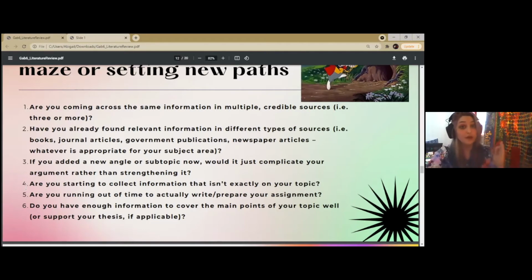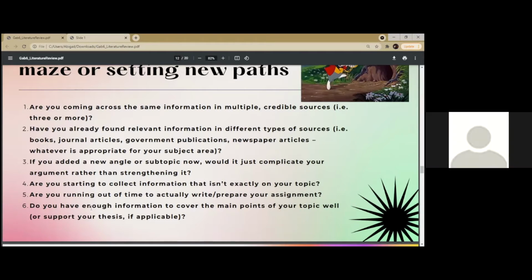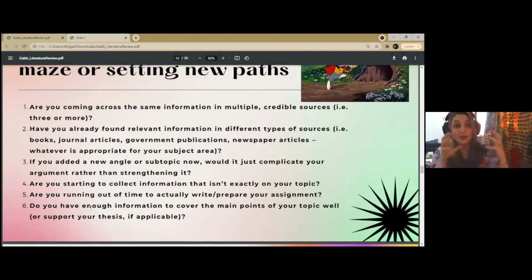Are you running out of time? Remember, be realistic according to when you need to turn it in. And lastly, if you have enough information to cover the main points, perhaps this is a good time to consider your paper as a draft or finalized product that you could revise to see if there are holes missing, if you need to do further research. If you have enough information, go ahead and consider it done for the moment and then draft your paper, your literature review, or your thesis, right?